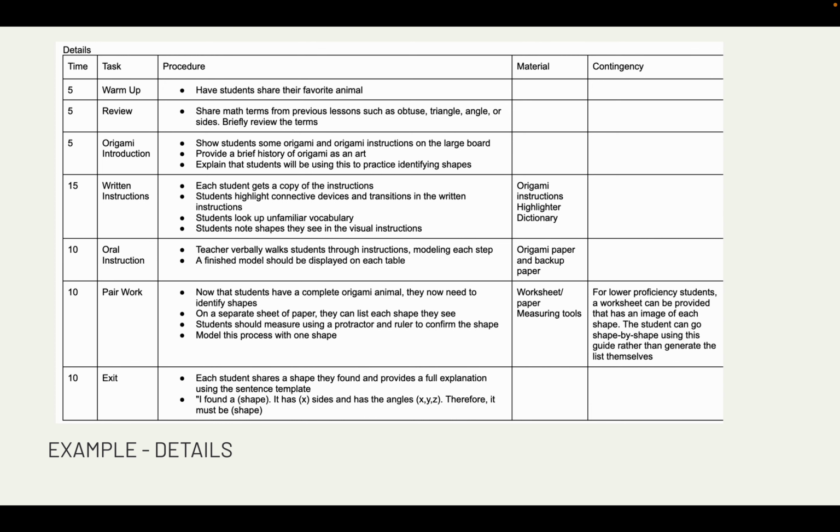So I hope this video helps give you an idea of what goes into a lesson plan and that it helps give you structure as you practice writing them.